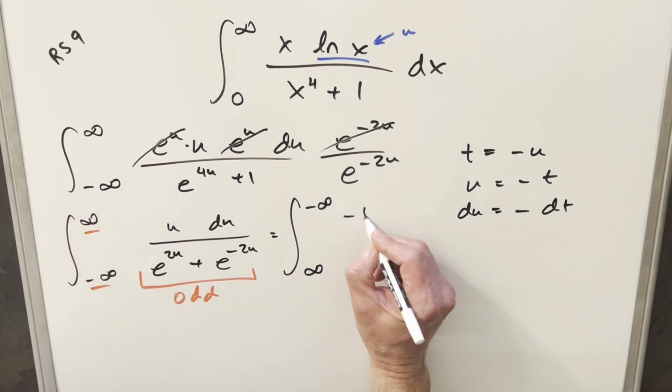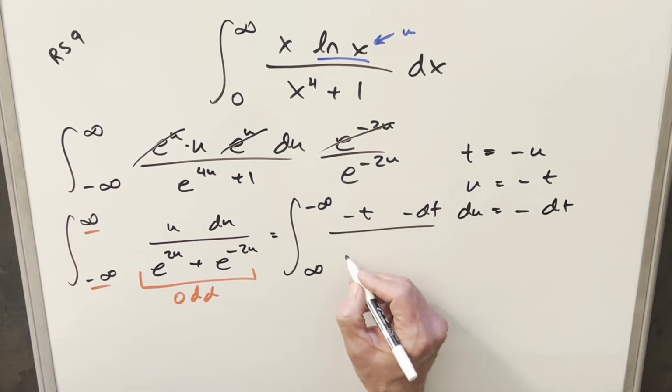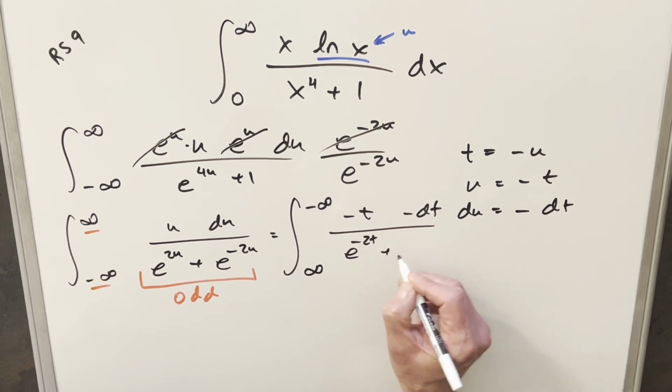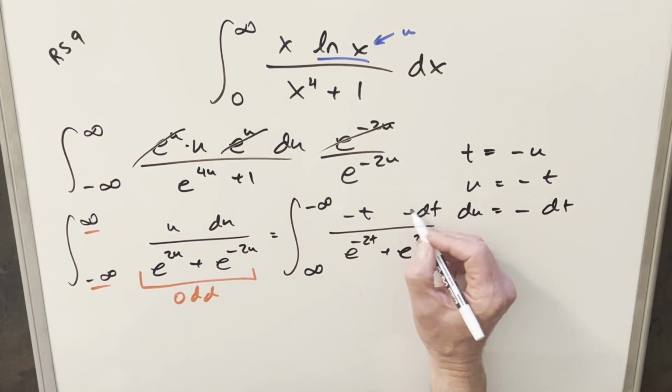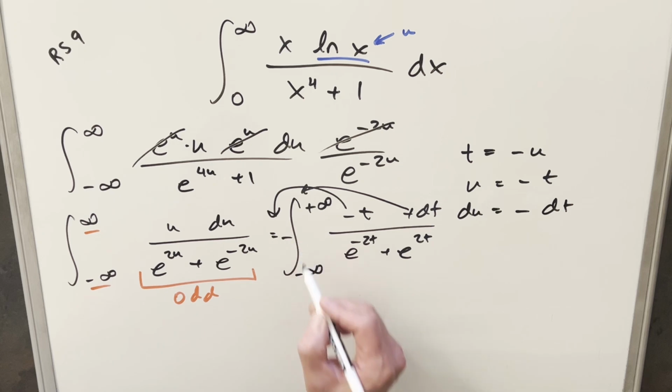The u here is going to be a minus t. du is going to be minus dt. We're going to have e to the minus 2t plus e to the plus 2t. But then I'll take this minus sign out front and use it to swap my bounds. So we'll swap this, and now we're back to having the same bounds we have here. I can take this minus sign and bring it out front of the integral.